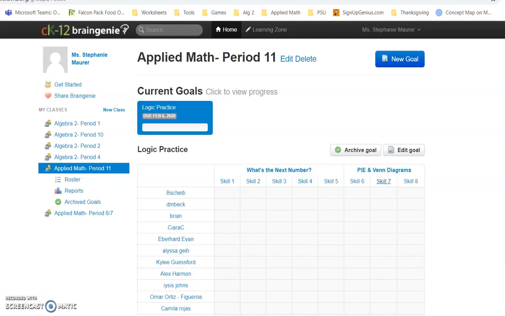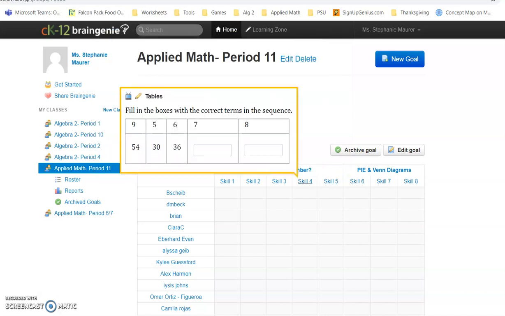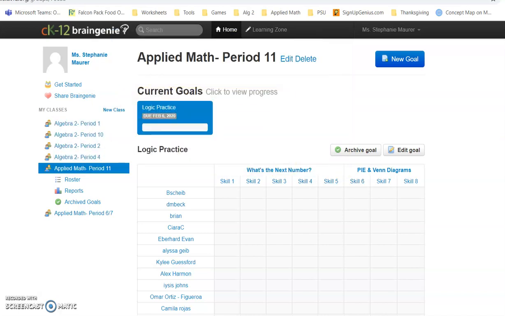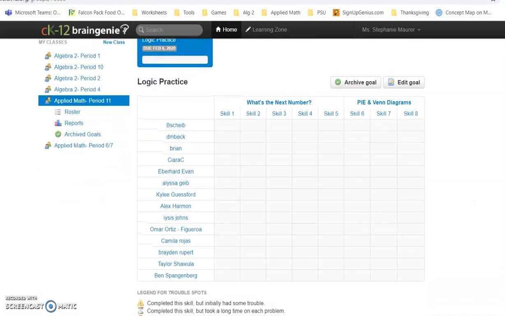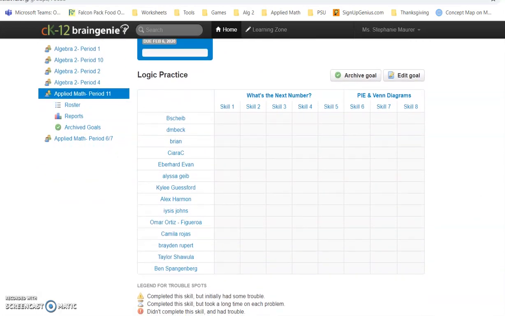There's a total of 8 skills that you should have to go through. They're very basic skills. Some of them are Venn diagrams, some of them are counting, some are pattern work to get your minds thinking in that direction. If you don't have enough time in class to finish this, then it will become homework. So you have to get all 8 skills done before tomorrow. The more you can get done in class, the less you have for homework.